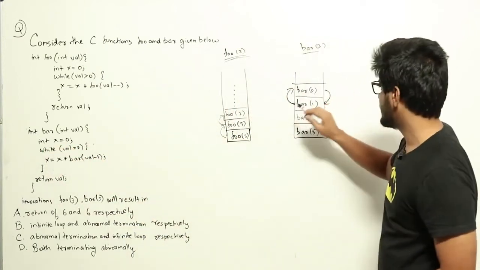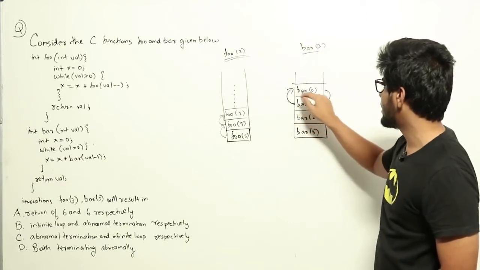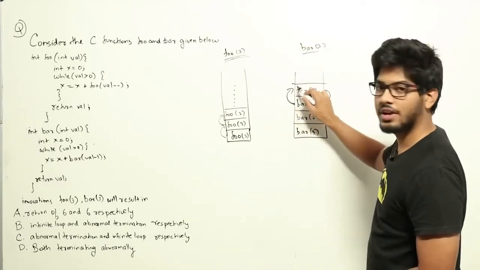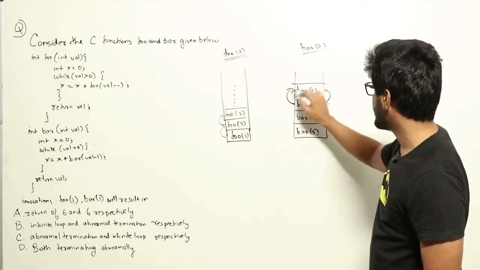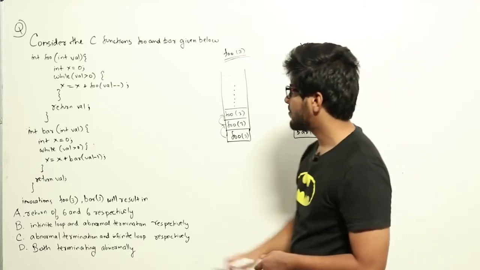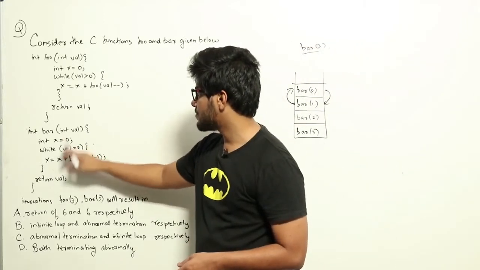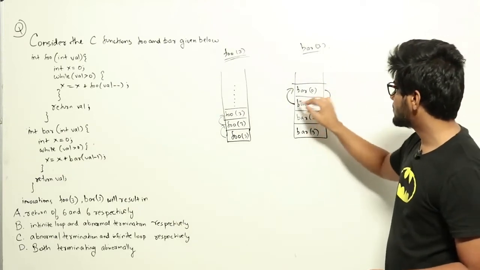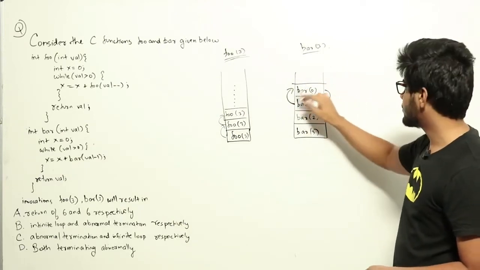That means initially we reach bar 1, it will call bar 0. Bar 0 will return and come back to bar 1. But bar 1 will call bar 0 again and it will come back. It will call this again. This keeps on happening since the value of val is not changing in this function. So this is nothing but an infinite loop. This bar 1 keeps on calling bar 0 and it will come back and keeps on calling this.